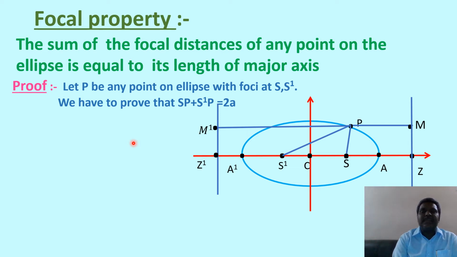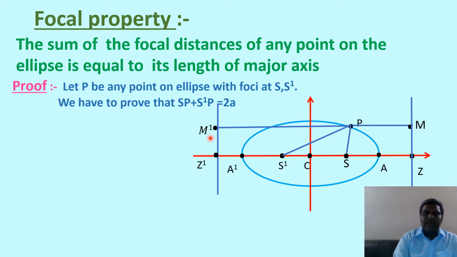What is the definition of the conic? If SP by PM is equal to e, then the locus of P is a conic. So SP by PM is always constant, that is equal to the eccentricity of the conic. Here what is our conic? Ellipse. Therefore, by definition of the ellipse, SP by PM is equal to e as well as S dash P by PM dash is also equal to e.